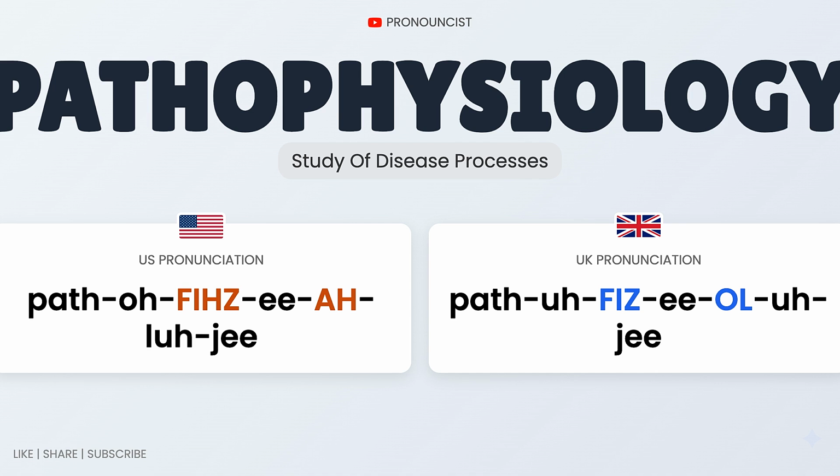Pathophysiology. Now, read the syllables of British pronunciation shown on the screen naturally. Path, phys, E, ol, G. Pathophysiology.